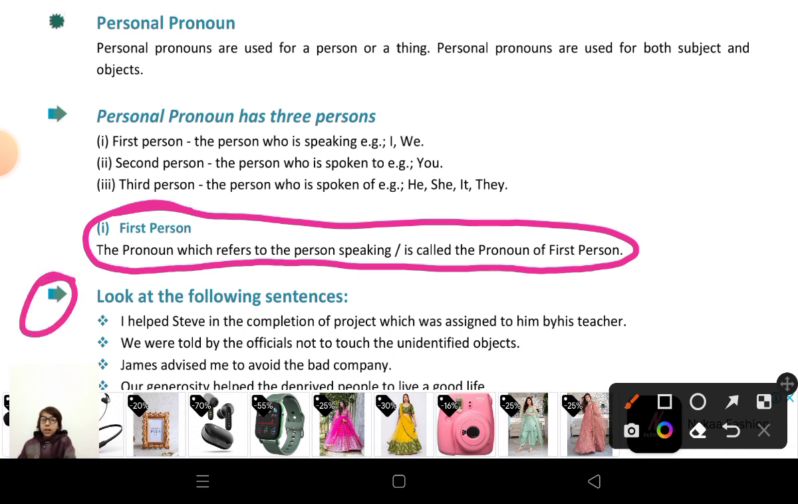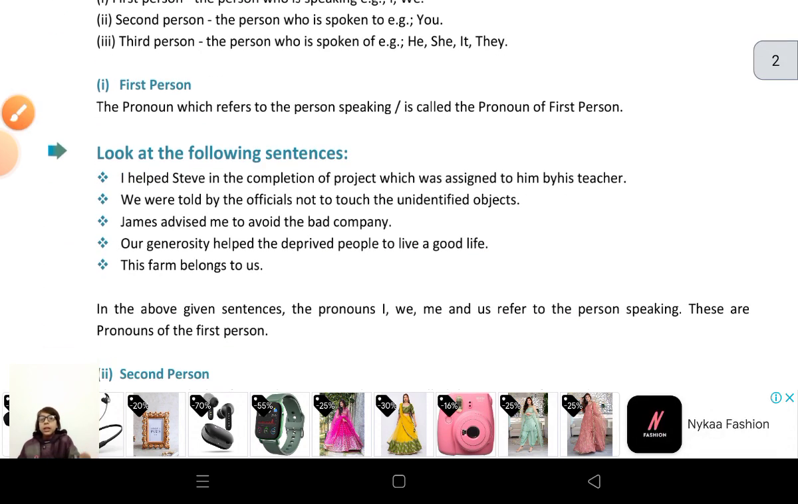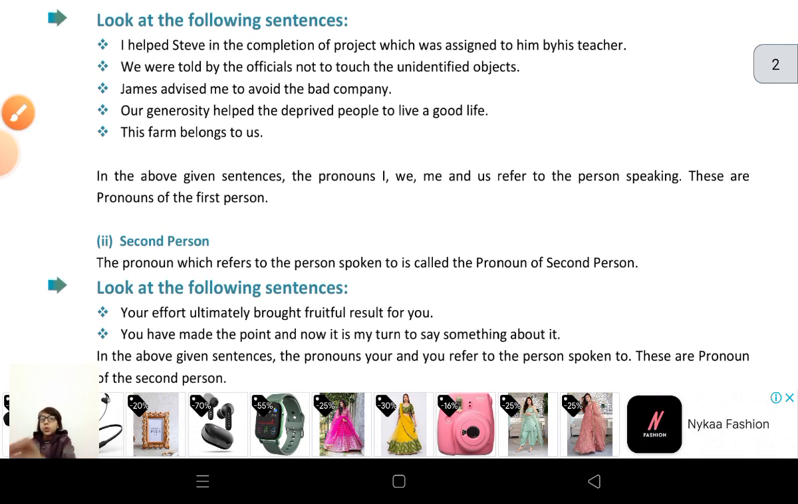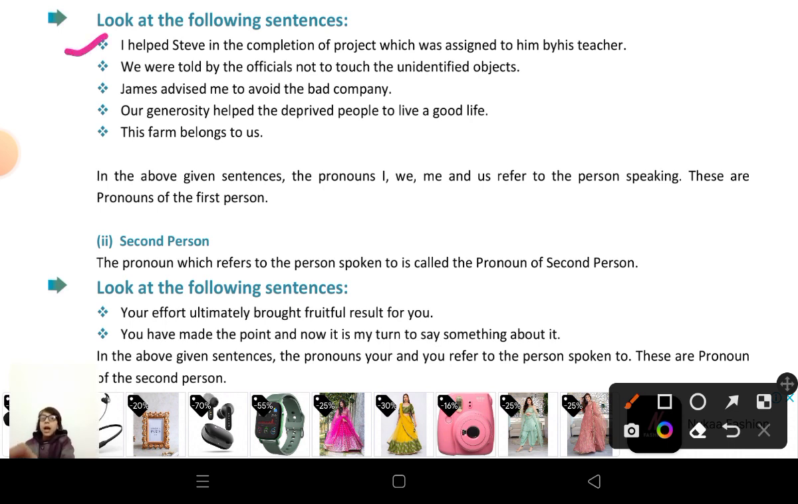So look at the following sentences. Let us study these following sentences. Here are some examples of it also. Like, I helped Steve in the completion of project which was assigned to him by his teacher. Here will be space. इधर पे space होगा. By his. ये अलग अलग है. Don't confuse. ठीक है?